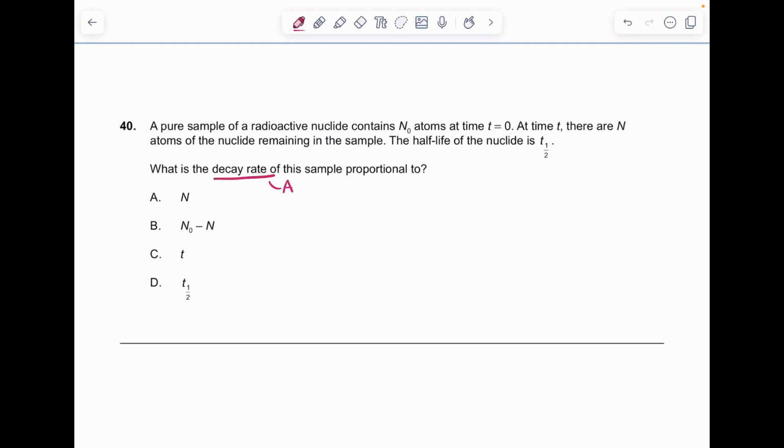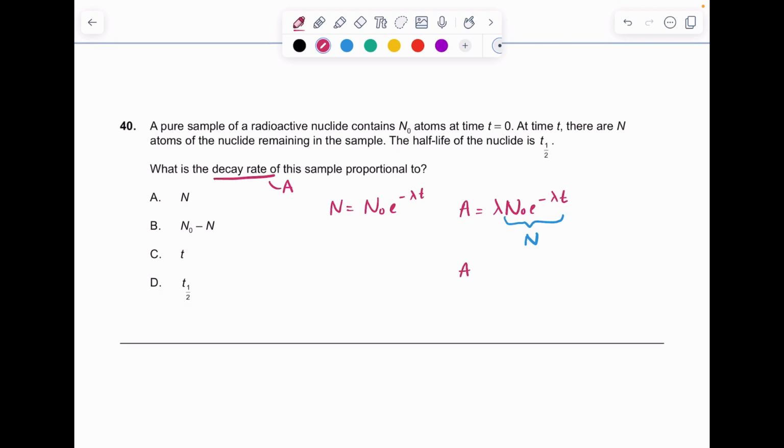So if we look at the equations we've got in the data booklet, we've got n equals n0 e to the minus lambda t. And we've got A equals lambda n0 e to the minus lambda t. Well, this is n. So the activity, the decay rate, is equal to lambda n, or A is proportional to n. Lambda is the decay constant, which is linked to the half-life, so that is fixed, so A is proportional to n, which is answer A.